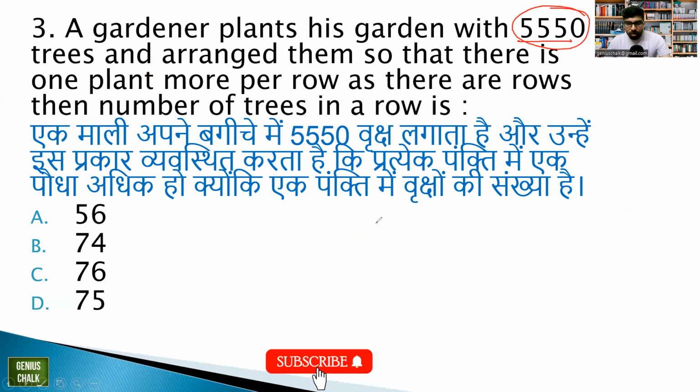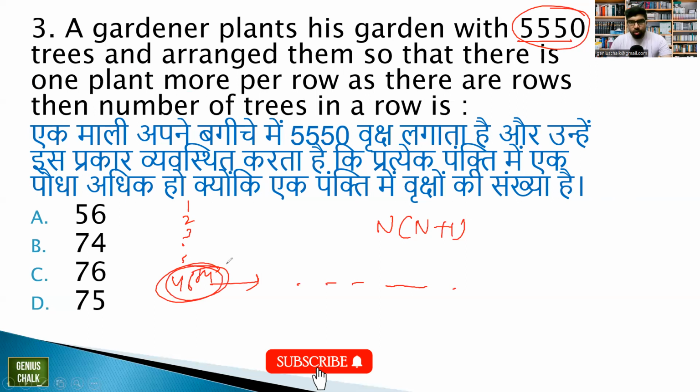So if the number of rows is say n, then the number of plants in that row is n plus one. Suppose there is a 46th row. Let's say this is row 1, row 2, row 3, and it's the 46th row. The examiner is saying that the number of trees here is 47. It is one more than the row. Are you getting it? One plant more per row as there are rows. So if there are 46 rows, the number of plants has to be 47. I hope you are getting the point.